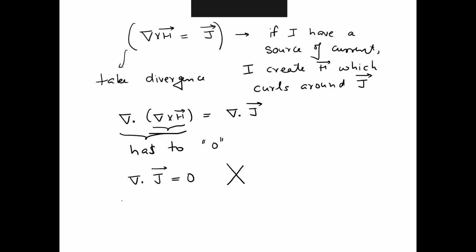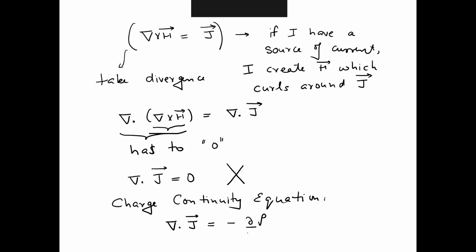You have another equation which you may have seen in your semiconductor physics, and that is the charge continuity equation, which is del dot J is equal to minus del rho by del t.